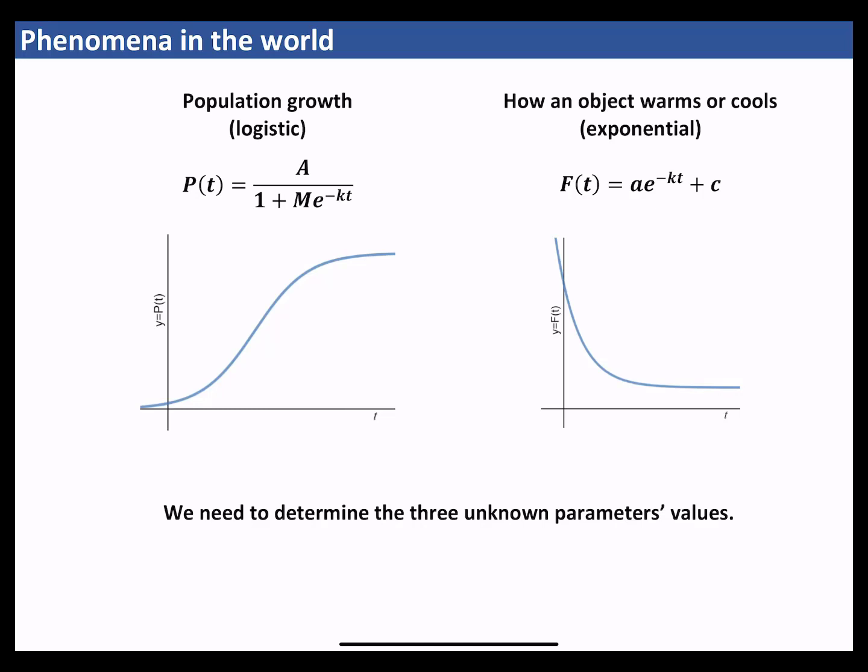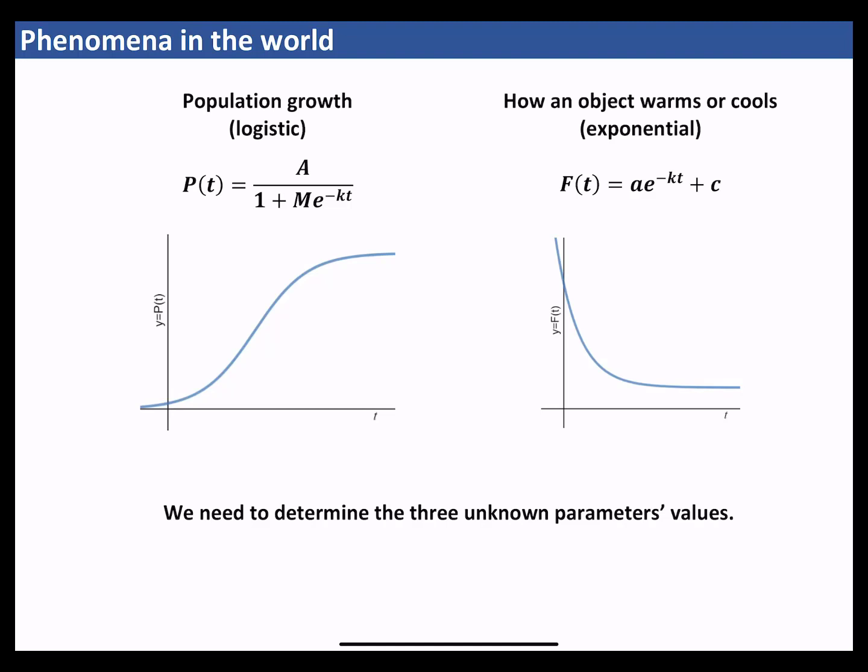Both phenomena involve moderately complicated functions that each have several parameters. For a warming or cooling object, its temperature is given by a function of the form f of t equals a e raised to the negative k t power plus c for some real numbers a, k, and c, where k is positive. A population that exhibits so-called logistic growth is represented by a function of the form p of t equals a divided by the quantity 1 plus m times e raised to the negative k t power, where a, m, and k are each positive real numbers.